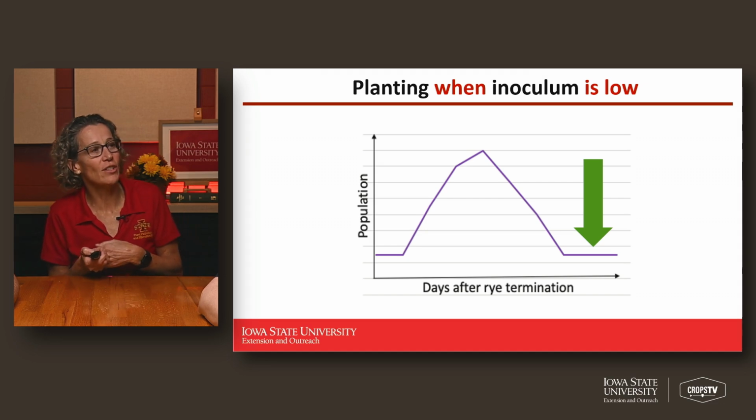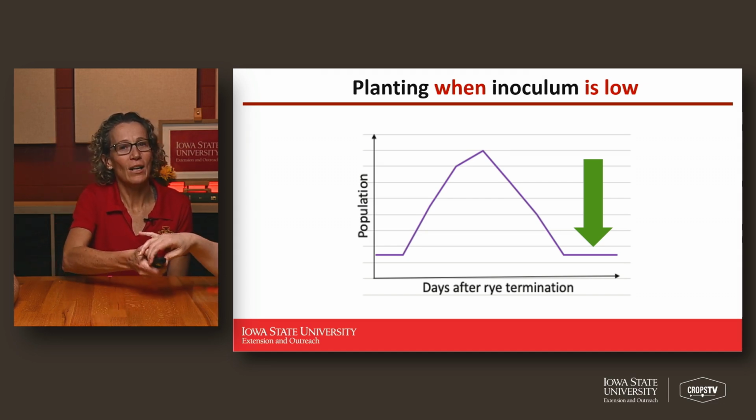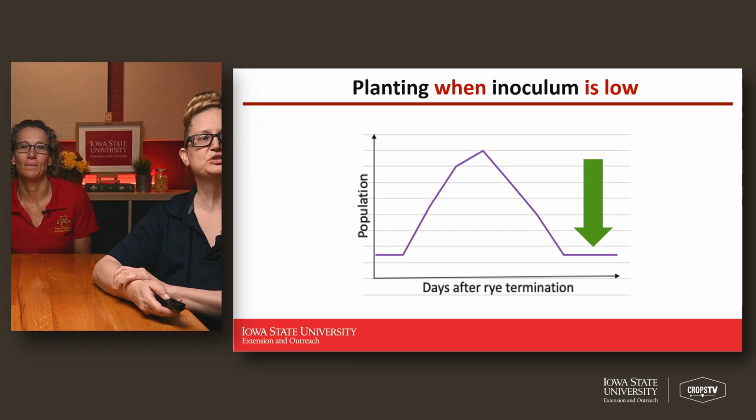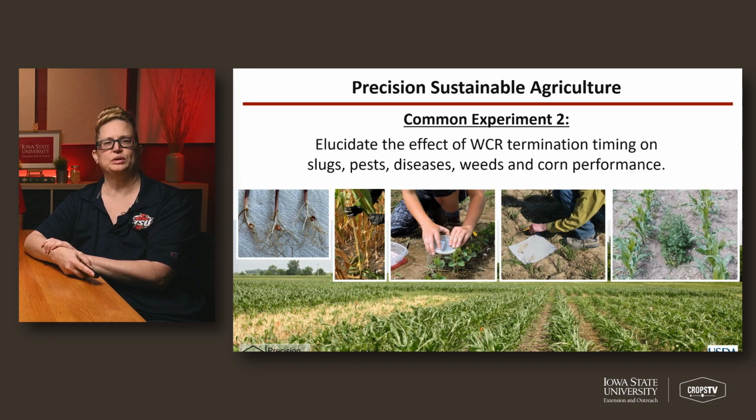So Rochelle, would you like to tell the listeners about your research? Sure. Thanks, Allison. So we were part of a multi-state project with the Precision Sustainable Agriculture Group. It was funded by the USDA. And in Iowa and different locations, we were part of what was called Common Experiment 2, where we evaluated the effect of a winter cereal rye termination timing on various pests, such as slugs, different insect pests, diseases, weeds, and then looked at corn development and performance.